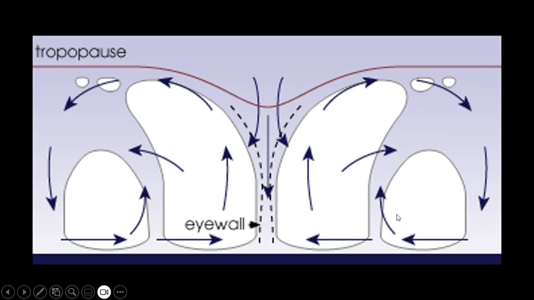Meanwhile, we have these spiral bands, which are essentially areas where we have warm rising air, and they're essentially interspersed or separated by areas where we have downdrafts, which we can see on the outsides of this particular image or model.